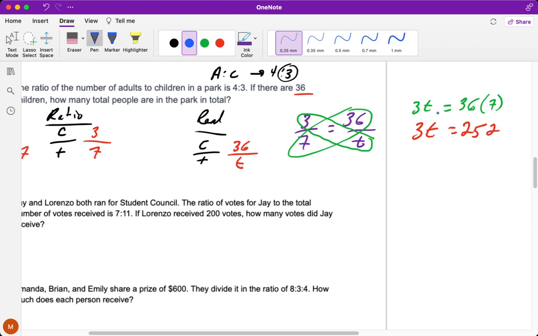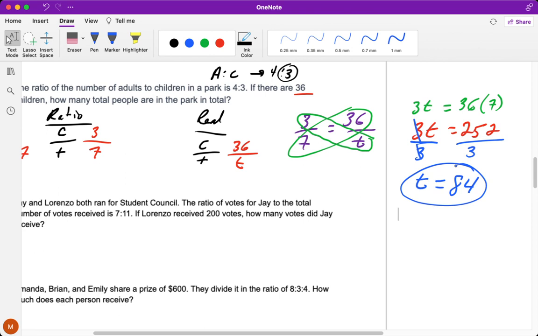Now if 3 times something gives me 252, well, as we talked about in class, the opposite or inverse of multiplication is division. So I can divide each side by 3. When we divide and multiply by the same number, it isolates that variable and we have one of them. And 252 divided by 3 is equal to 84. So that means that there are 84 total people in the park.